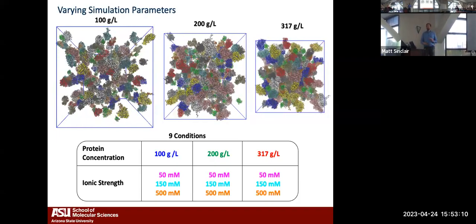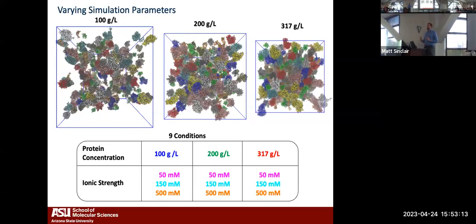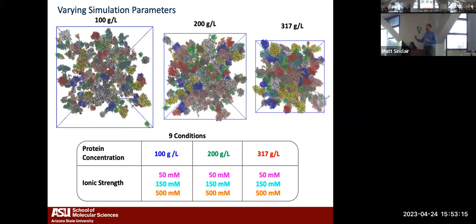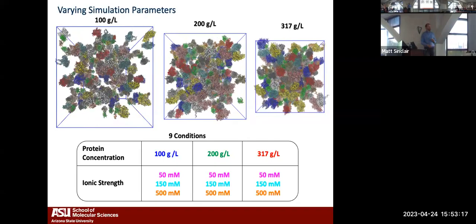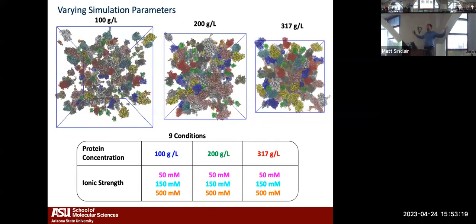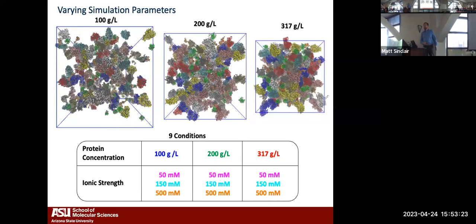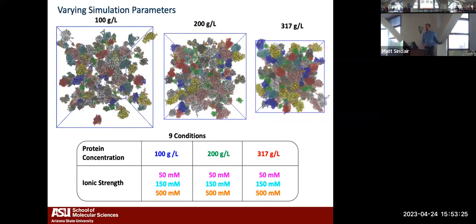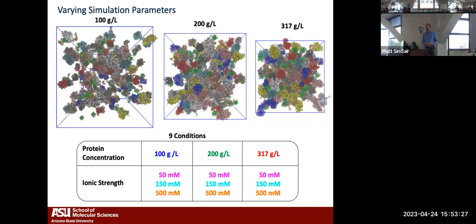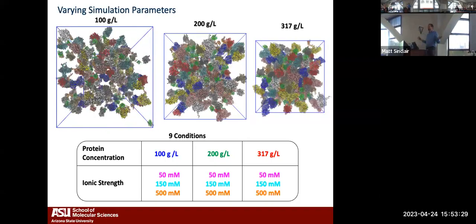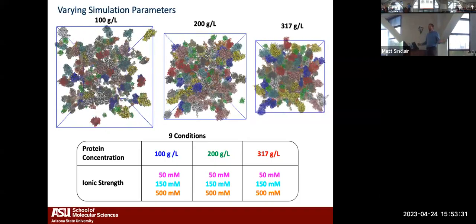And now we can play with parameters. External parameters, which are hard to model or to modify in an atomistic simulation, like the overall packing density. How many proteins do we try to stuff into your simulation box? What is your ionic strength? All of these things we can vary now. In this case, we simulate 9 different conditions, and it costs nothing. And we don't need Anton to do that.